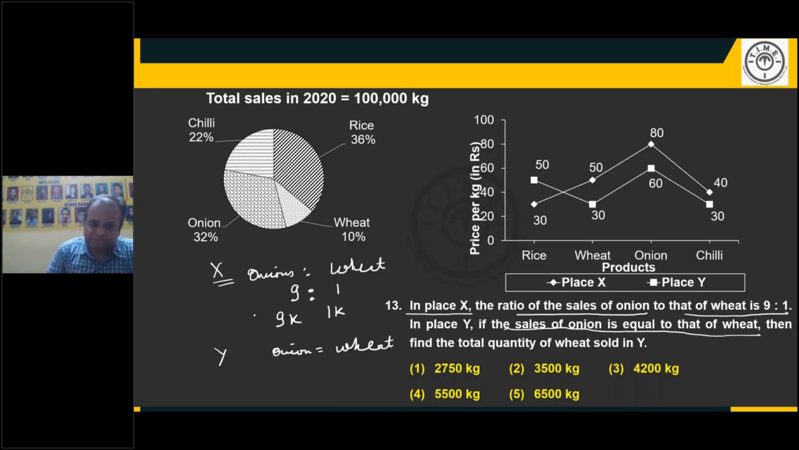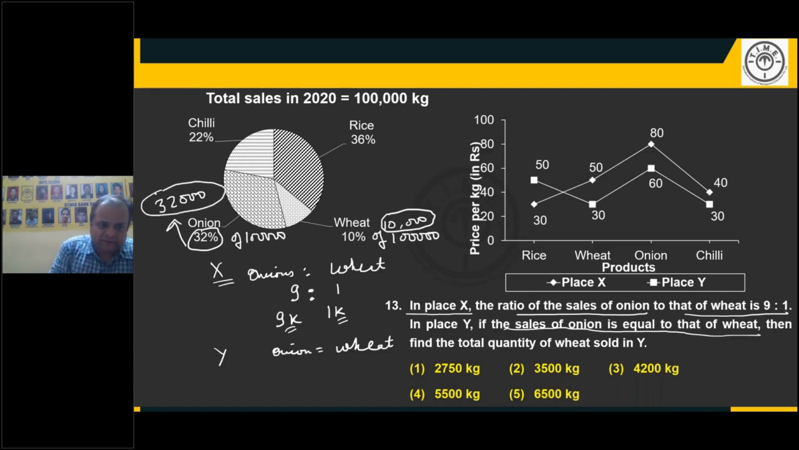Now think from this perspective. At place X, onion is 9K, and wheat is 1K. Now can you tell me what is the value of total onions? Total onions sold is 32,000. That is 32% of 1 lakh. Total onion is 32,000. And what is the value for wheat? Total wheat is 10,000. How? 10% of 1 lakh. So total wheat is 10,000.